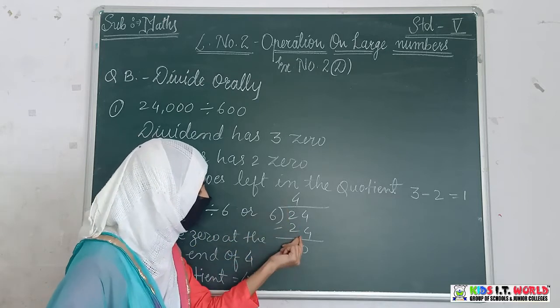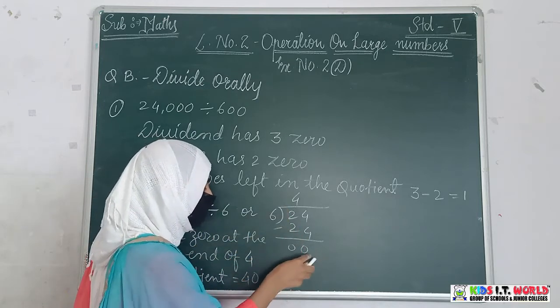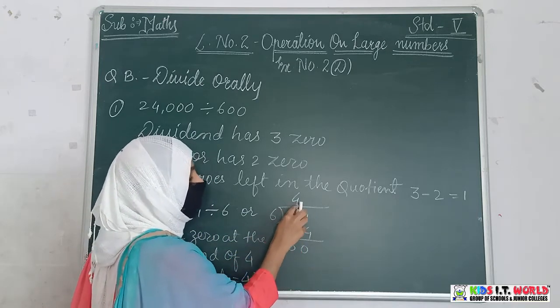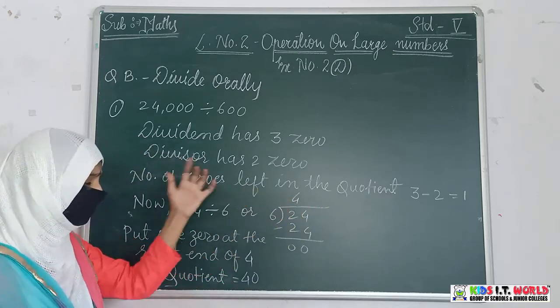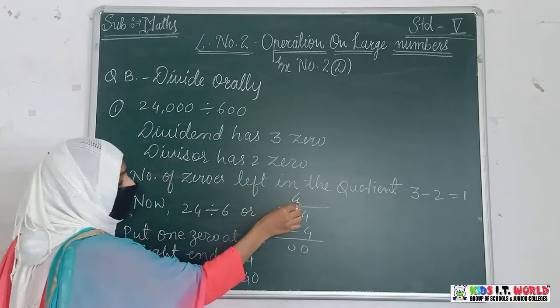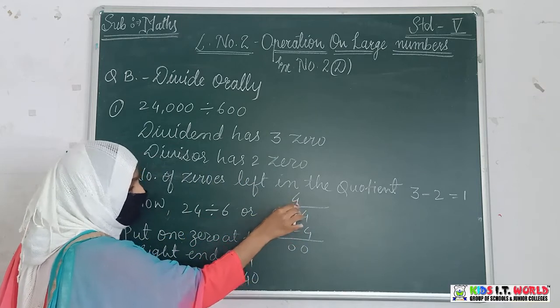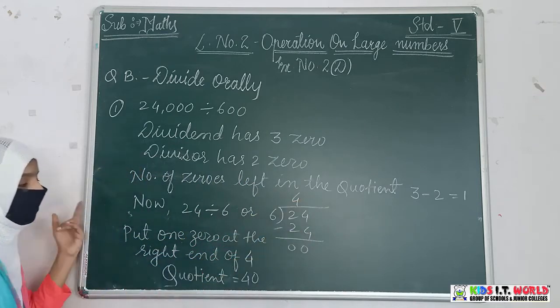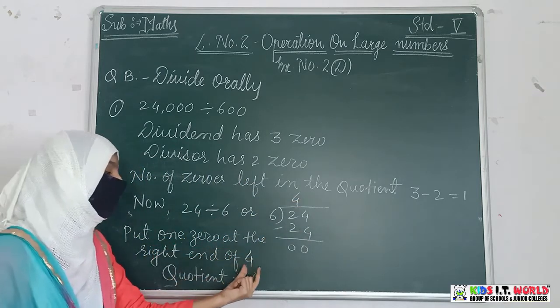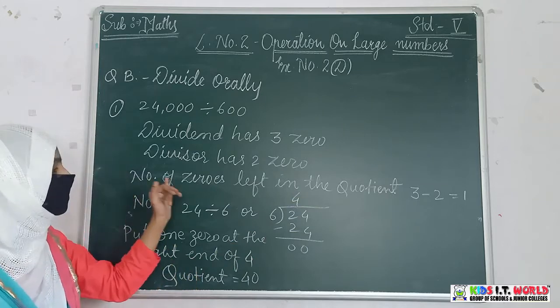Now 6 4s are 24. You got the remainder 0 and the quotient is 4. As I told you, you can do it orally. Put the 0 at the right end of the 4, which means we add the number of zeros left in the question.